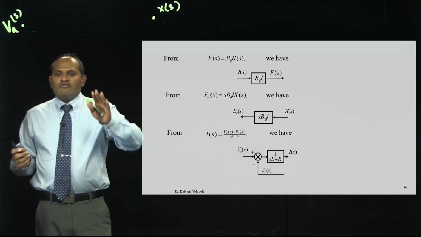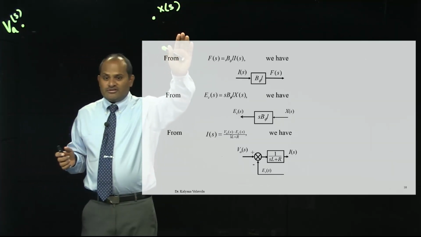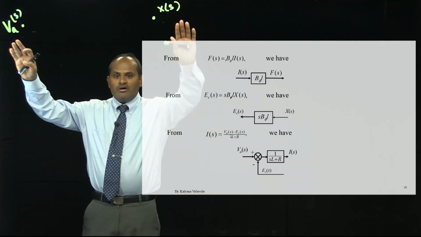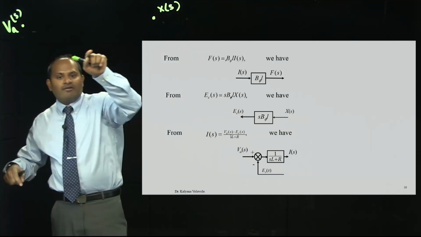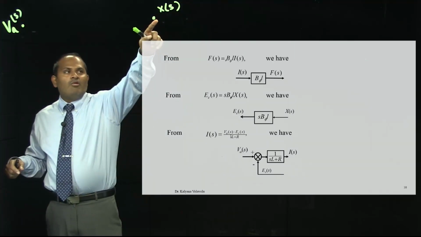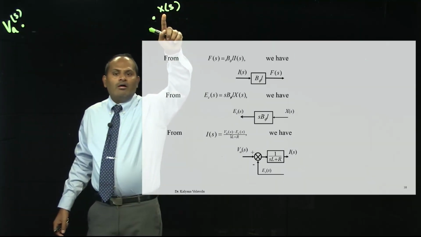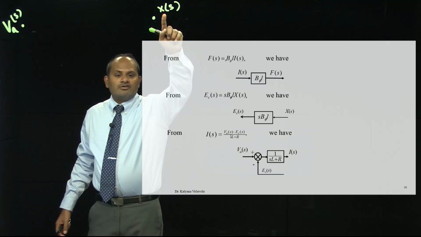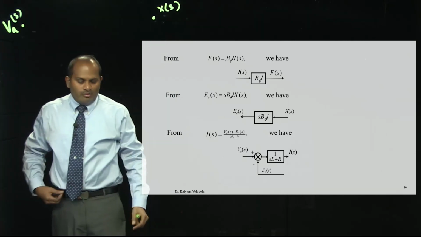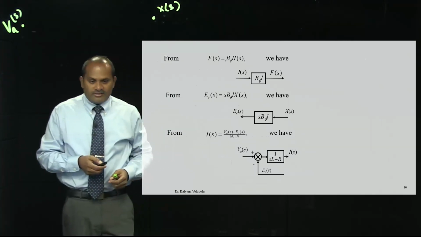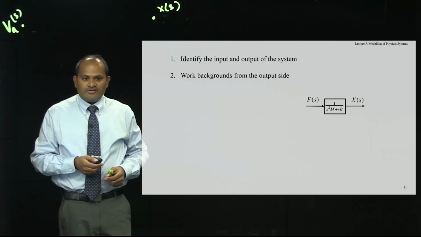It should always be started backwards. First identify the input, identify the output and work backwards. First start at the output, what produces x of s? If you try to go back, if you try to go through this equation, what produces x of s?